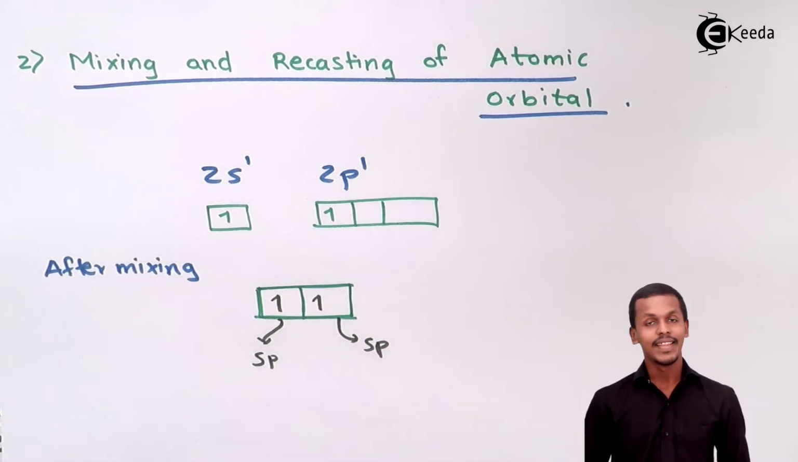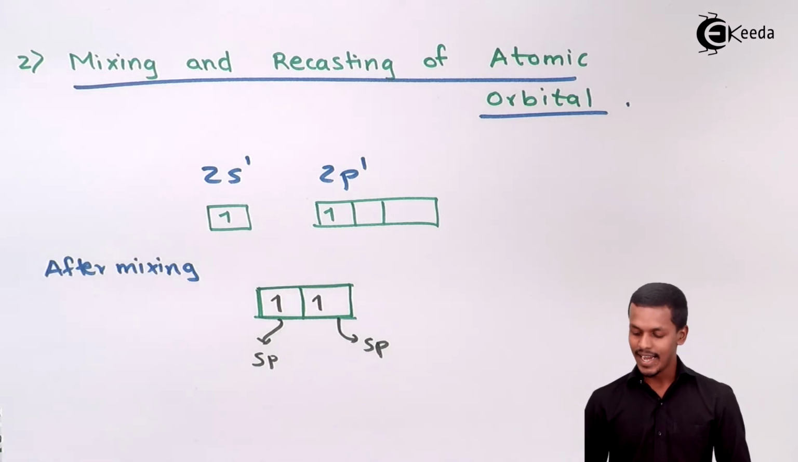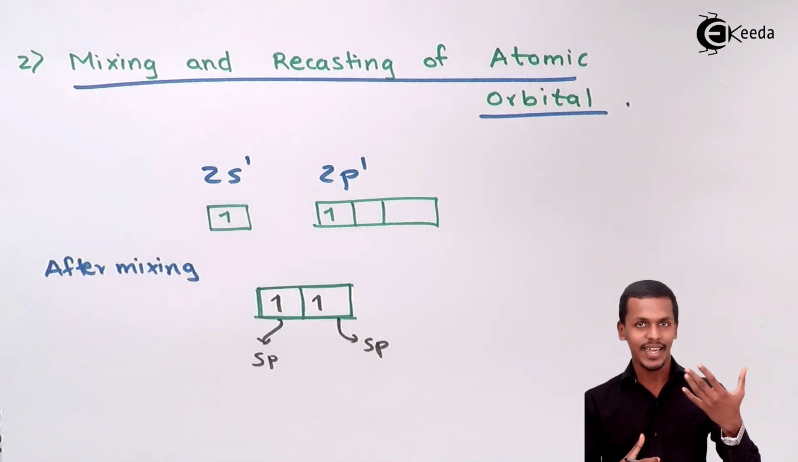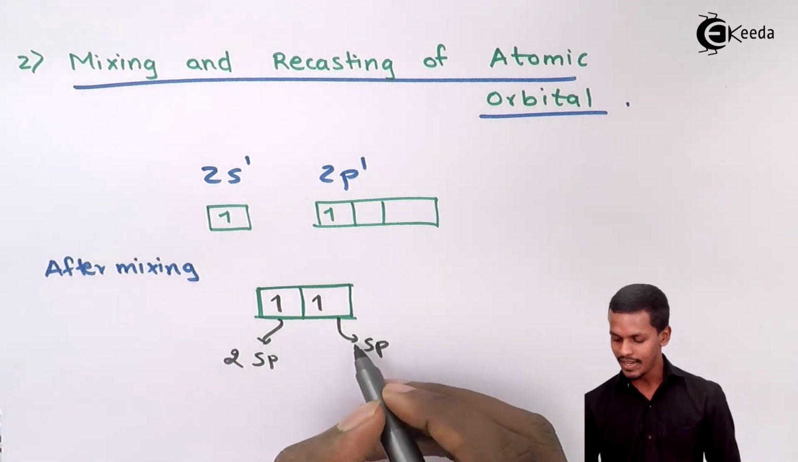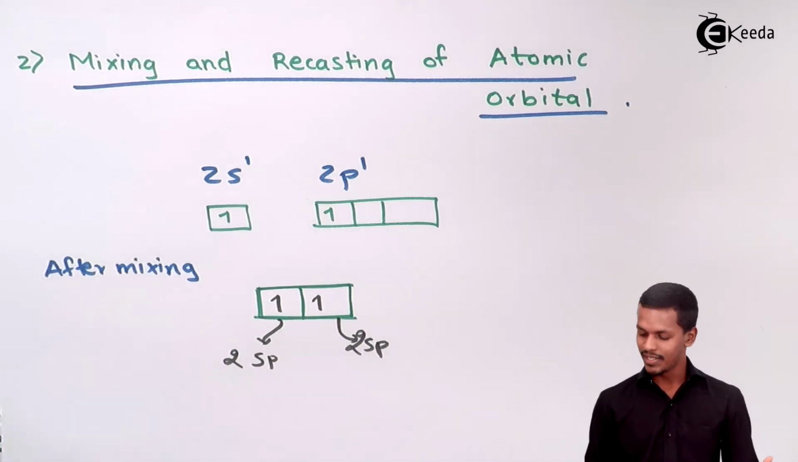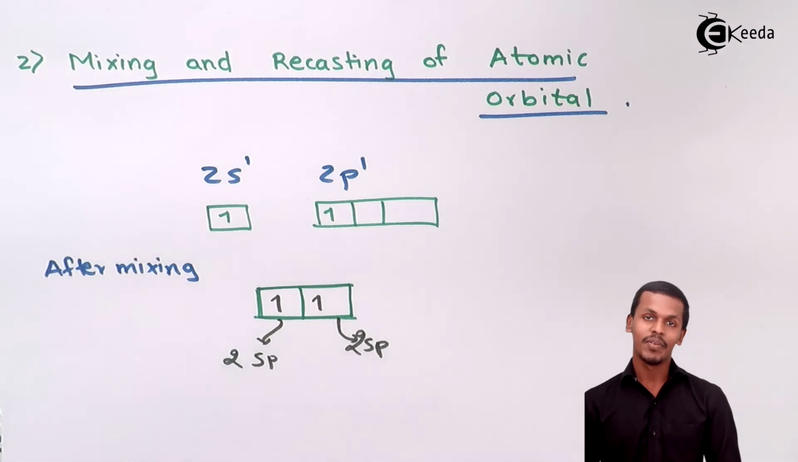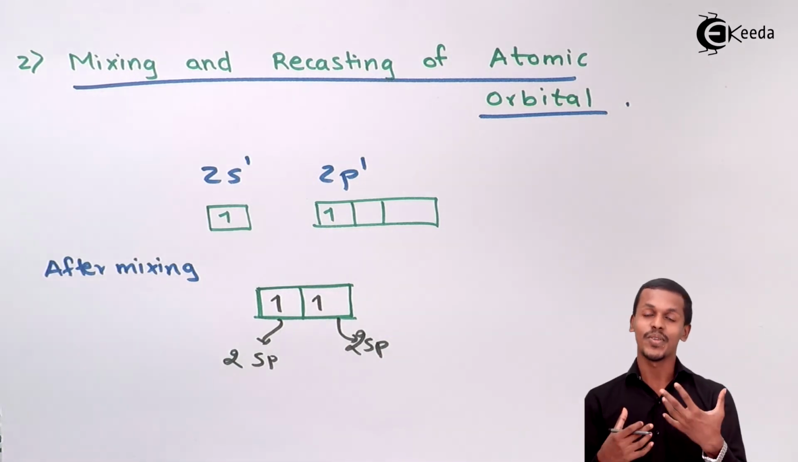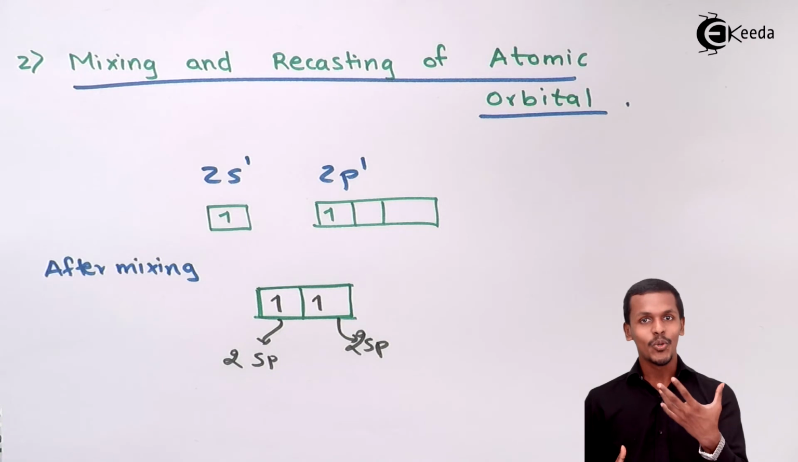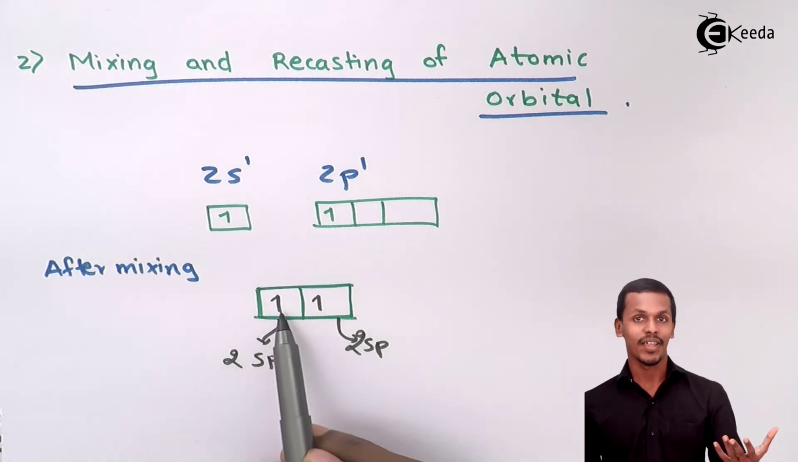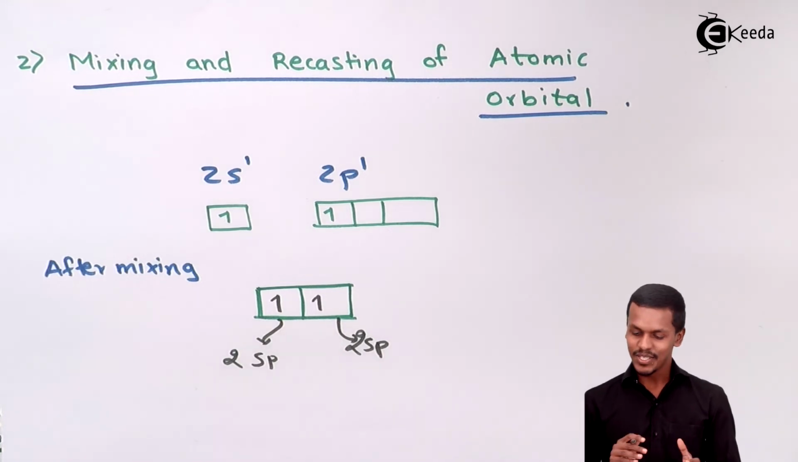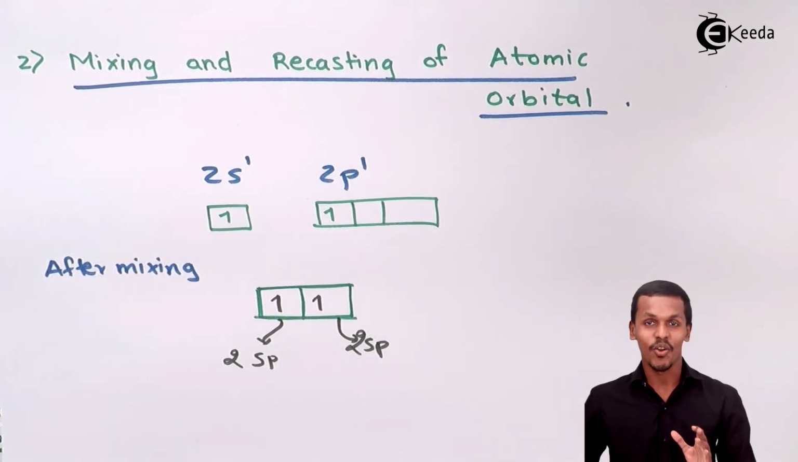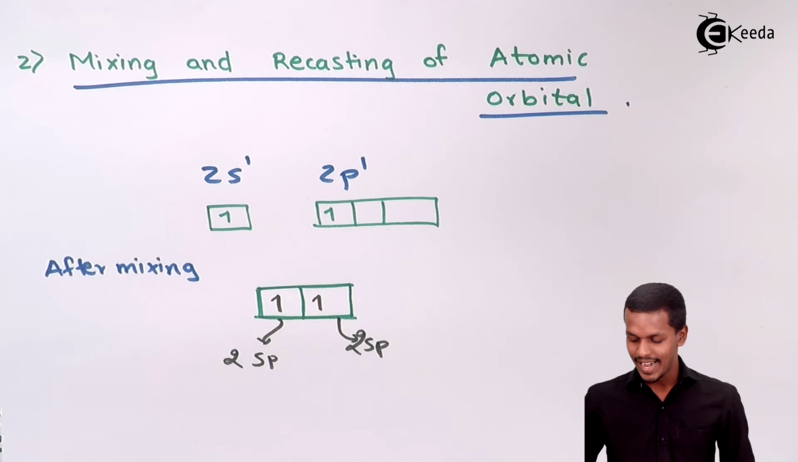So both of them are sp hybrid orbitals, and because they belong to the second shell, they are 2sp hybrid orbitals. These two orbitals will now be responsible for occupying two chlorine atoms. One chlorine atom will occupy its electron over here, and another chlorine atom will occupy the space over here. And this is how the mixing and recasting of atomic orbitals takes place, which is very important.